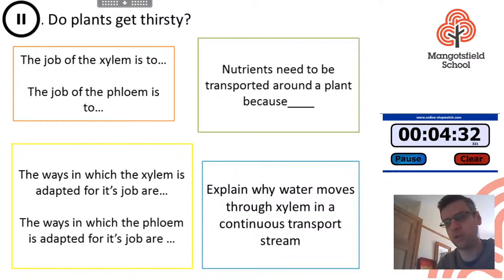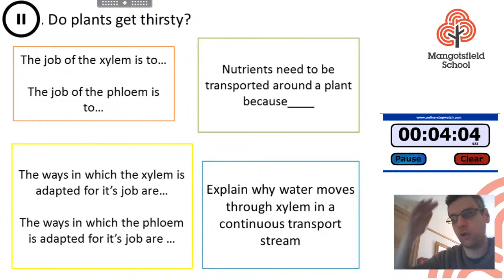Then we've got using our understanding to explain a science situation in more detail. So how do these features help the water and nutrients get around the plant? Well, the xylem is adapted for its job because it needs to be strong. So it's got a strong chemical in it called lignin to help to keep its shape, because it needs to keep its shape strong to help support the plant and also to make sure it doesn't bend too much, because otherwise the water won't go up the plant.